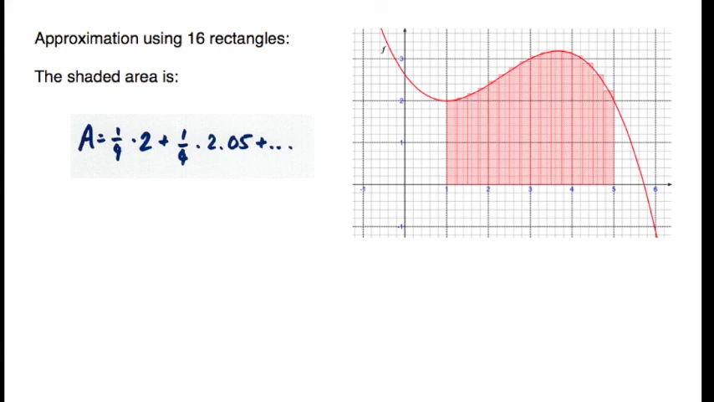So the base of all of these rectangles is 1/4, and I estimated that the first rectangle has a height of 2, the second rectangle has a height of 2.05, etc., and I got 10.5775. In a week or so we'll find the exact area under the curve here, and we'll be able to compare our estimations with the exact answer. But we can already see now that with 16 rectangles, our approximated area is definitely going to be very close to the real area.